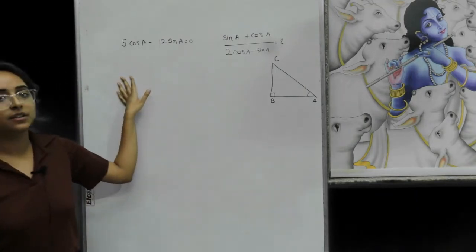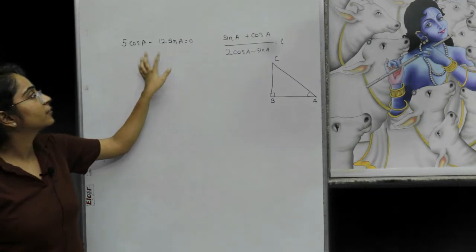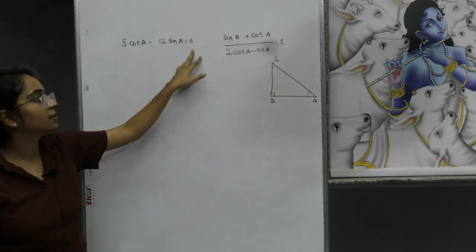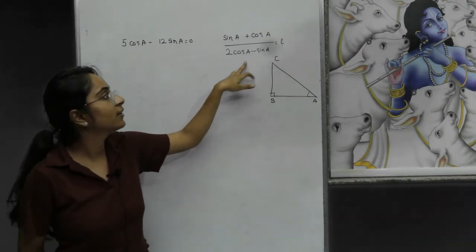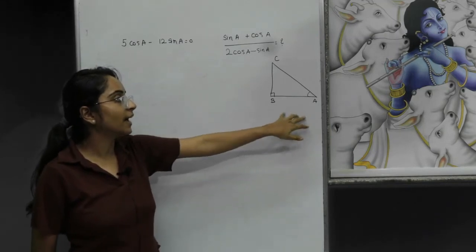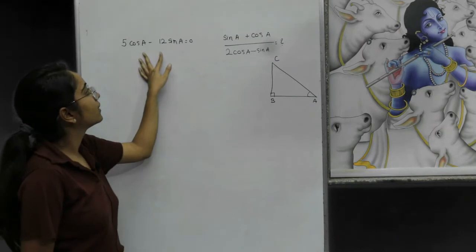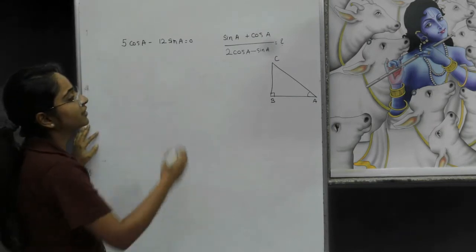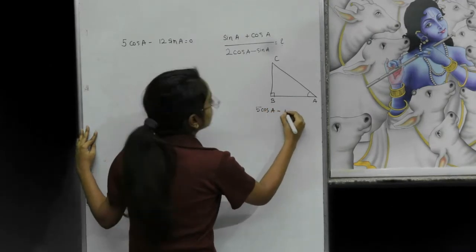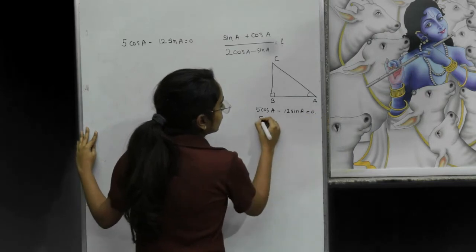So this is a new example which we are going to solve. Here we are given an equation, 5 cos A minus 12 sin A is equivalent to 0, and we need to find the value of this expression. So here we will again consider a right angle triangle. We will first solve the equation which is already given, which is 5 cos A minus 12 sin A is equivalent to 0.